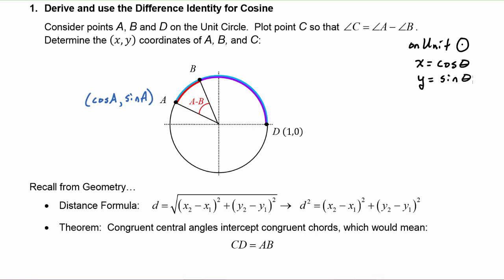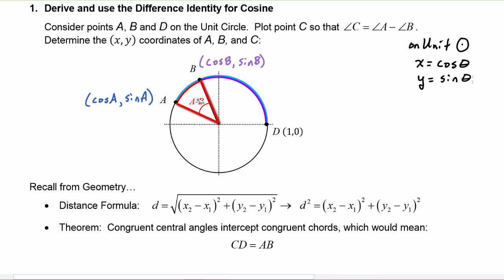Same for angle B. Angle B is in standard position and its terminal side goes through point B, which means the x-coordinate here will be the cosine of B and the y-coordinate will be the sine of B. Now, when we look at angle A and then subtract out angle B, we are left with this little piece of an angle here whose measure would be A minus B.